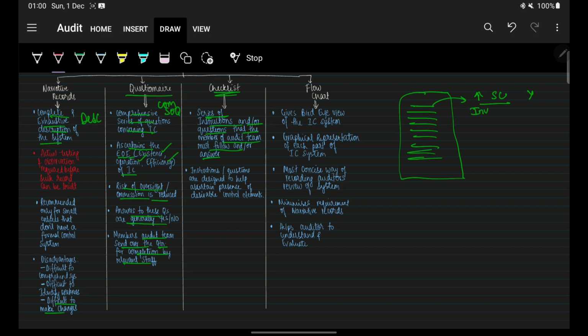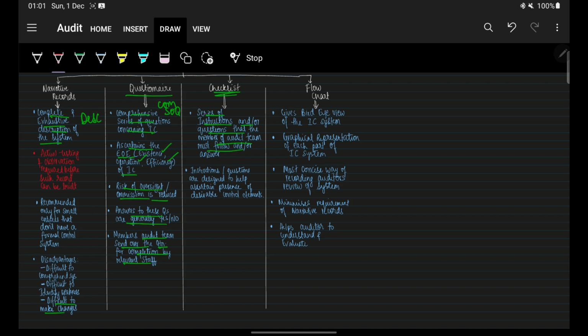Or, is inventory properly valued? This we can answer only by doing a stock audit, right? So after we have done the stock audit, we'll say inventory is properly valued, yes. So it could be a descriptive answer or a yes or no answer also. So either a checklist or a questionnaire, both. It is a series of instructions and or questions that the member of the audit team must follow.